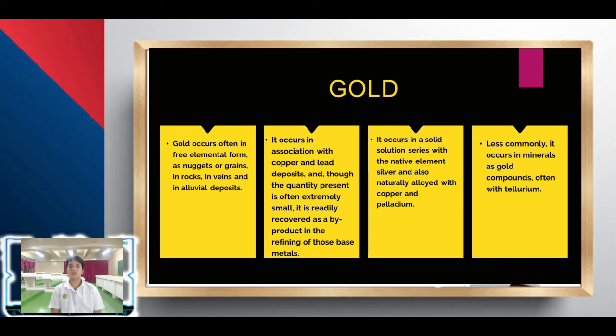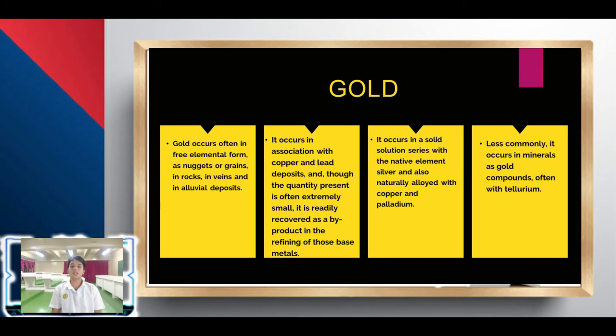Usually, gold occurs in free elemental form such as nuggets or grains in rocks, in veins and in alluvial deposits. The occurrence of gold is usually associated with copper and lead deposits. Even though the quantity of gold obtained from those deposits is small, gold is still readily recovered as a byproduct in the refining of those base metals.